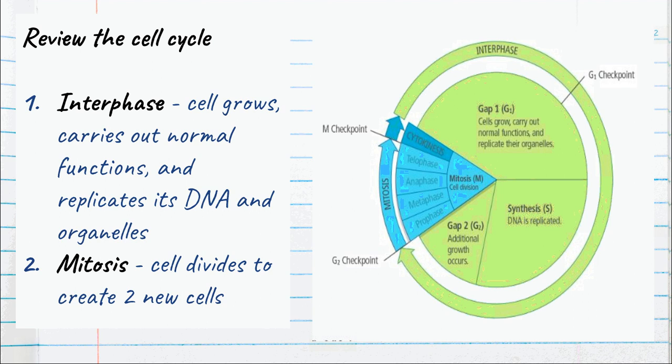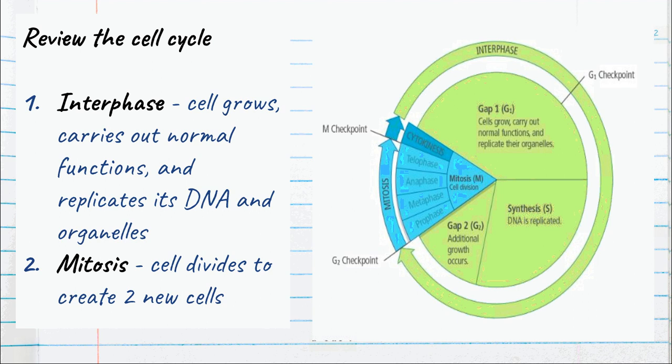To review, interphase is represented in the model with the green areas, and that's where the cell spends most of its time. During this time, the cell is going to grow. It's going to carry out its normal job within this organism and its normal functions. Notice that it will also replicate its DNA and its organelles, so it will make an exact copy of its DNA and organelles. And that is in preparation for the second main part, which is mitosis, or cell division. And that is illustrated as blue in the model.